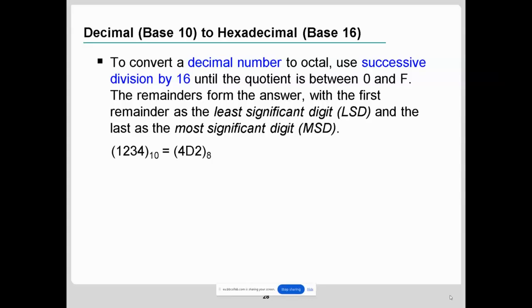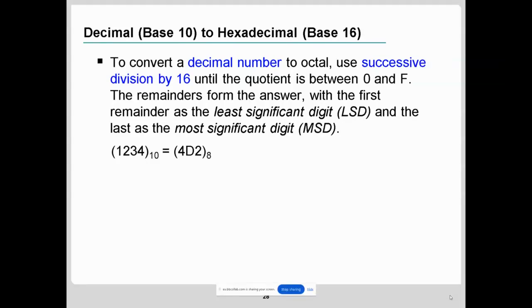So 16 4s are 64, 16 5s are 80. Okay, so we say 16 4s are 64. We subtract 64 from 77. What is the remainder? 13. Got it? Okay, now we have this code A, B, C, D, E, and F.